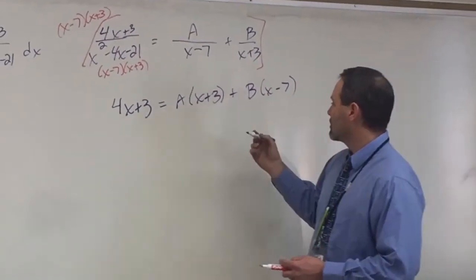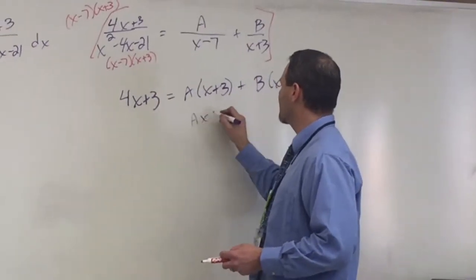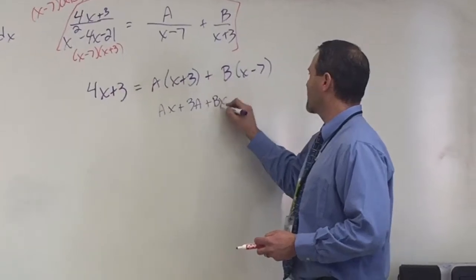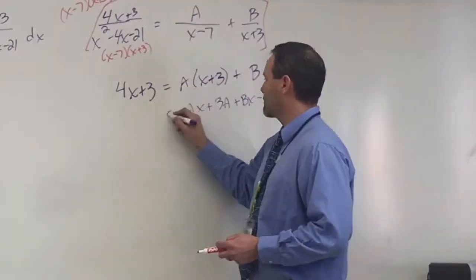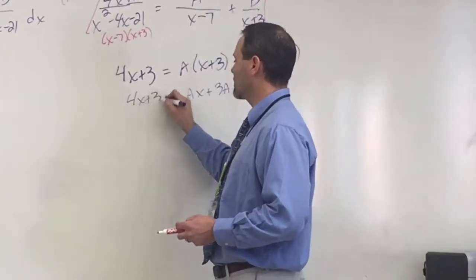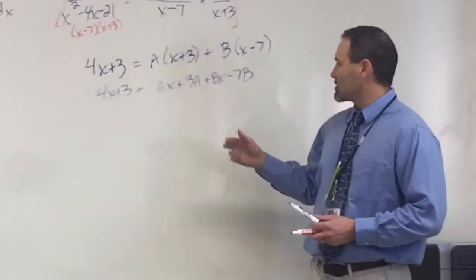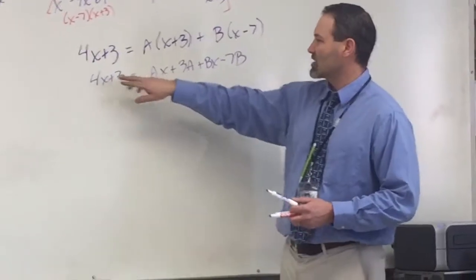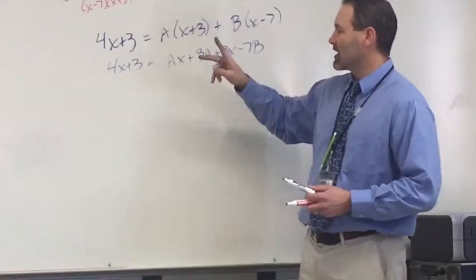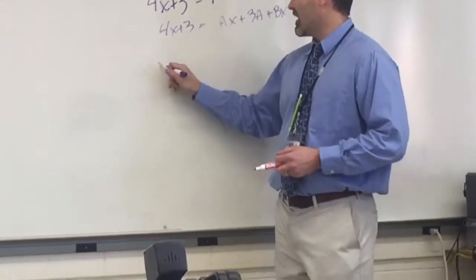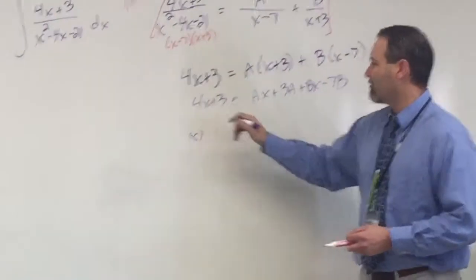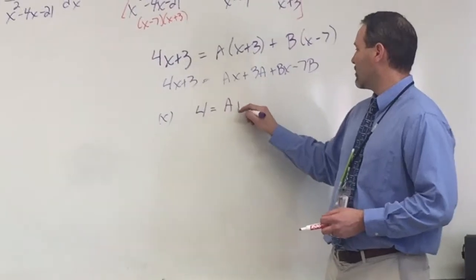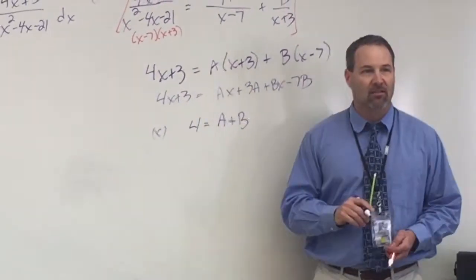Alright, so what we need to do now, since we don't have any quadratic terms, we just have linear terms and constant terms, we can make two equations. So the x's, I have 4 on the left, and I have A plus B on the right.